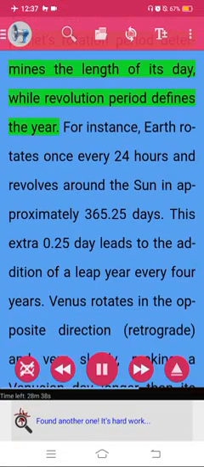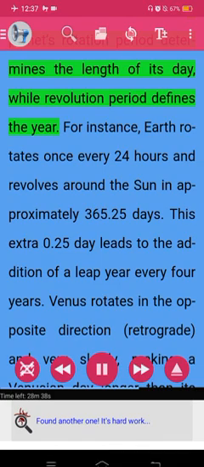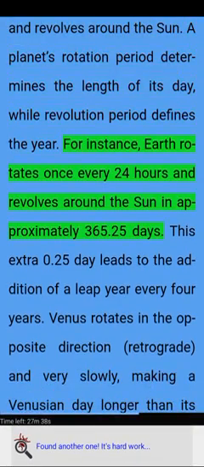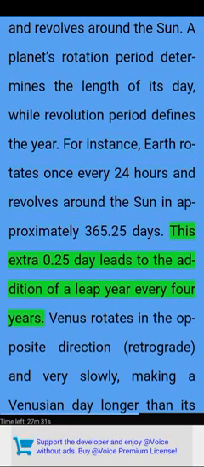A planet's rotation period determines the length of its day, while revolution period defines the year. For instance, Earth rotates once every 24 hours and revolves around the sun in approximately 365.25 days. This extra 0.25 day leads to the addition of a leap year every 4 years.